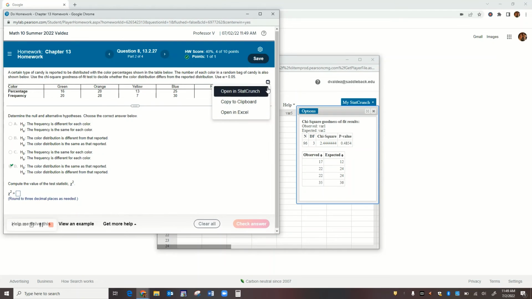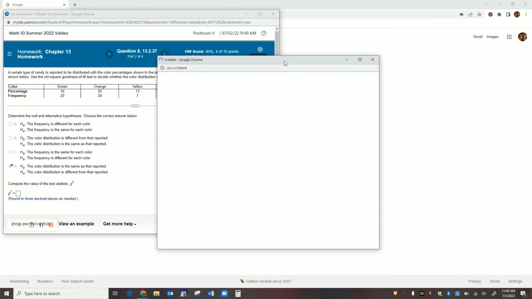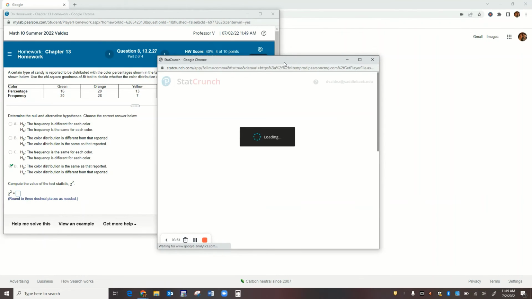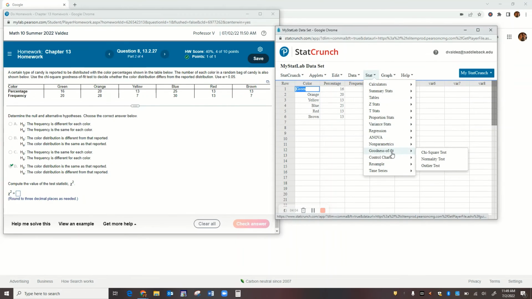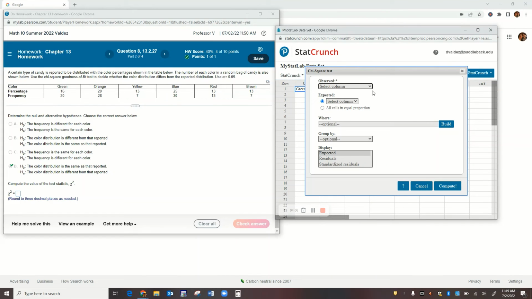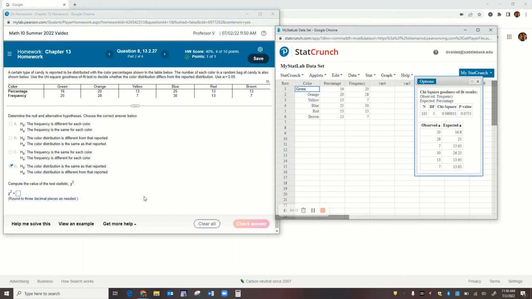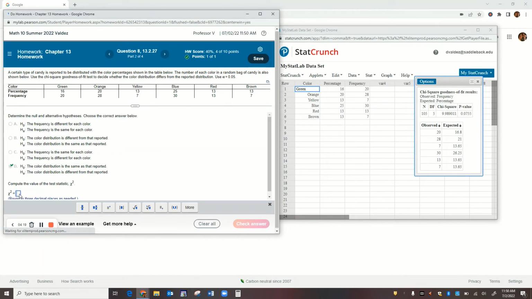Okay. So again, let's open this in StatCrunch. And then here, percentage, that is what is expected. Frequency is observed. All right. Goodness of fit, chi-square test. Observed is the one that says frequency. Expected is the one that says percentage. Compute, please. So the test statistic chi-square is 9.989.